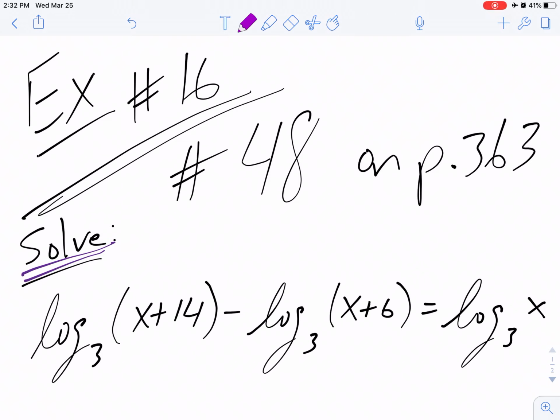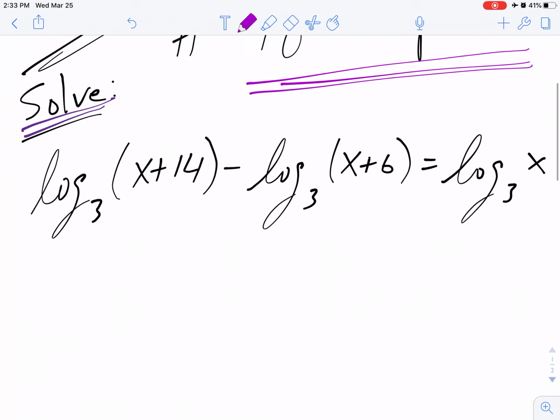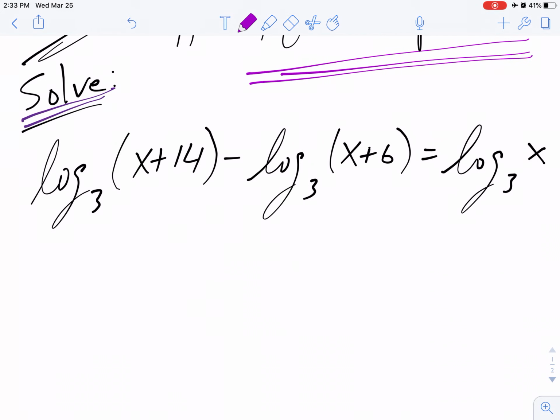The final example here I have for this section is selected right out of your textbook. So if you want to pause this and get your textbook open, it's on page 363, number 48. Again, it's a log equation. It's not much different than the previous problems, but it is different in the fact that it's got logs on the left and logs on the right.